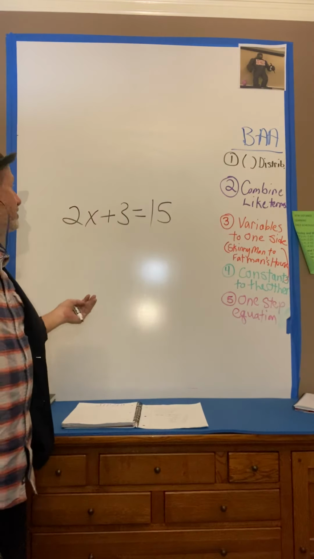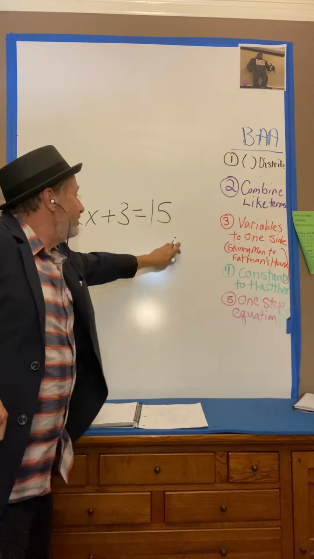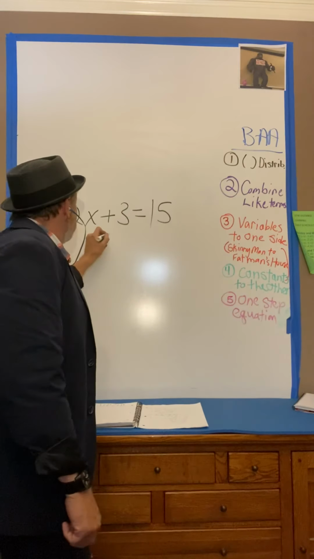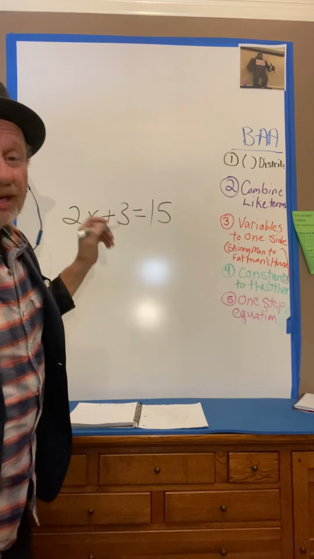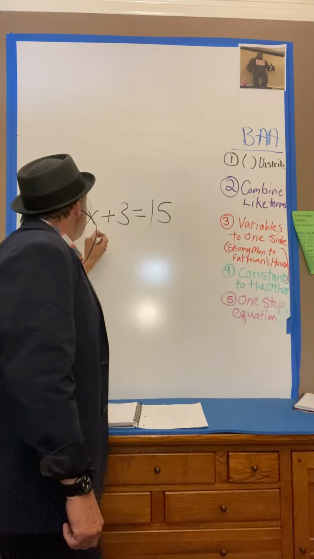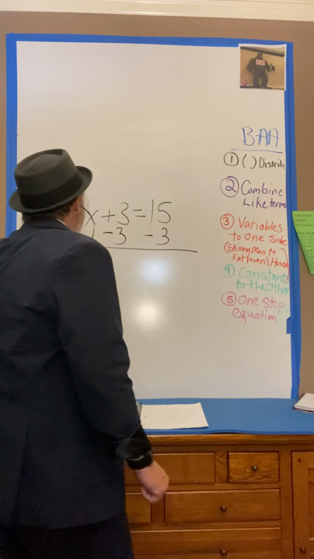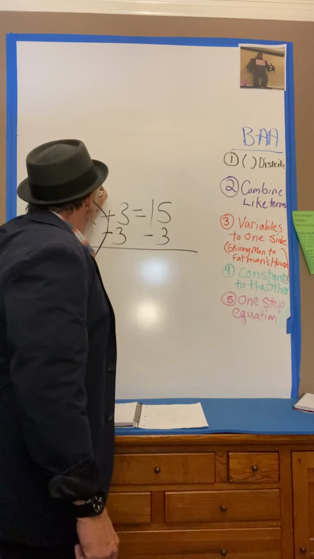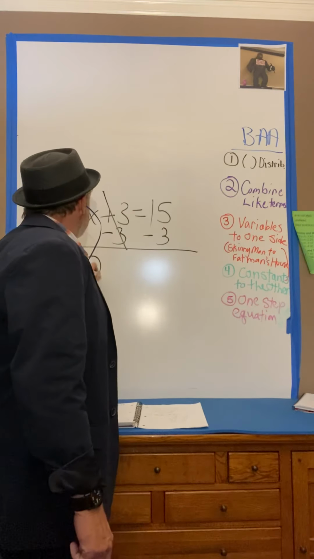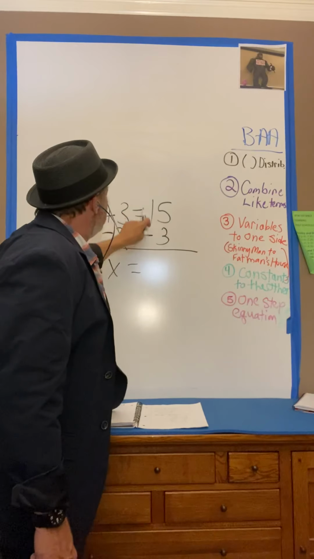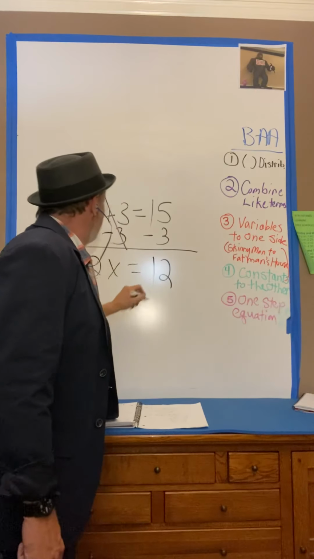So now what am I going to do? I've got to move the constant to the other side, away from the variable. And you're going to transform that by doing the opposite. So positive 3, I'm going to make it a negative 3 underneath, using the subtraction property of equality. That cancels out. I get 2x, and 15 minus 3 is 12.